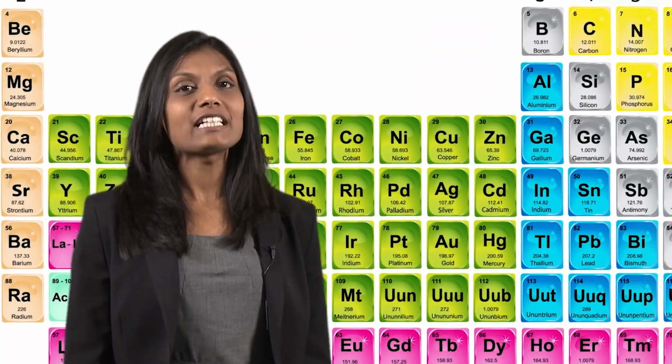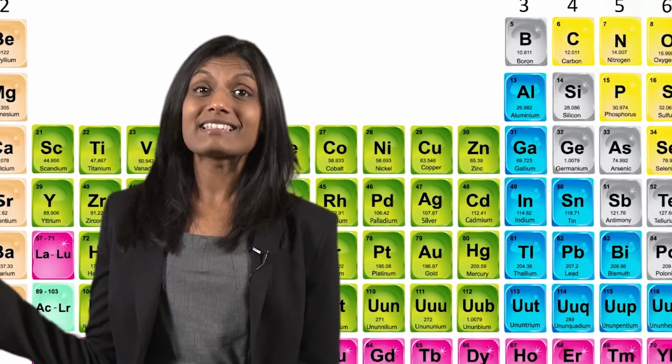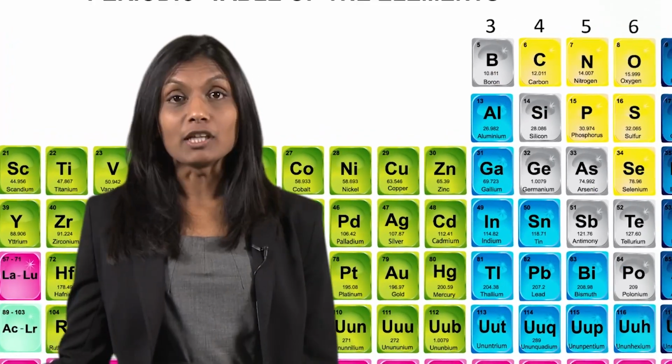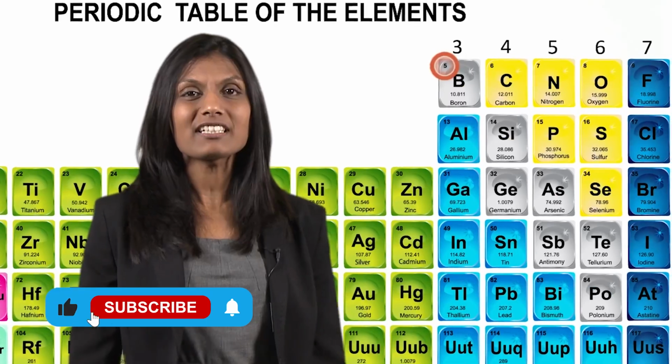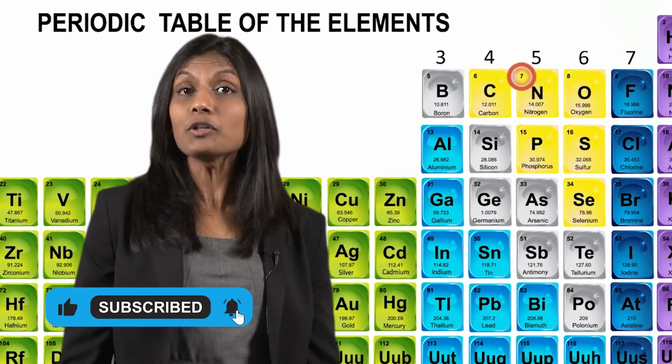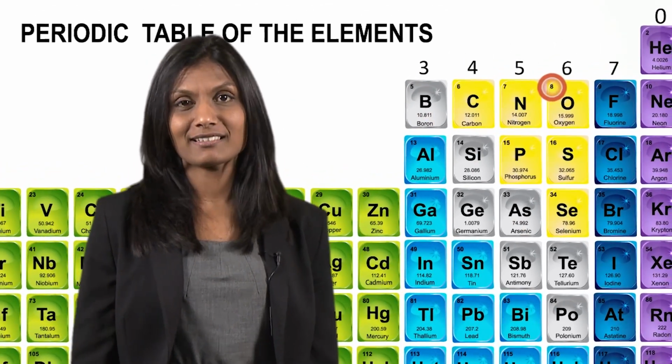Take a look at the periodic table. As we already know, the symbols represent the different elements it contains. As we go along the periods, we can see the elements are arranged according to their atomic number, or the number of protons they contain.